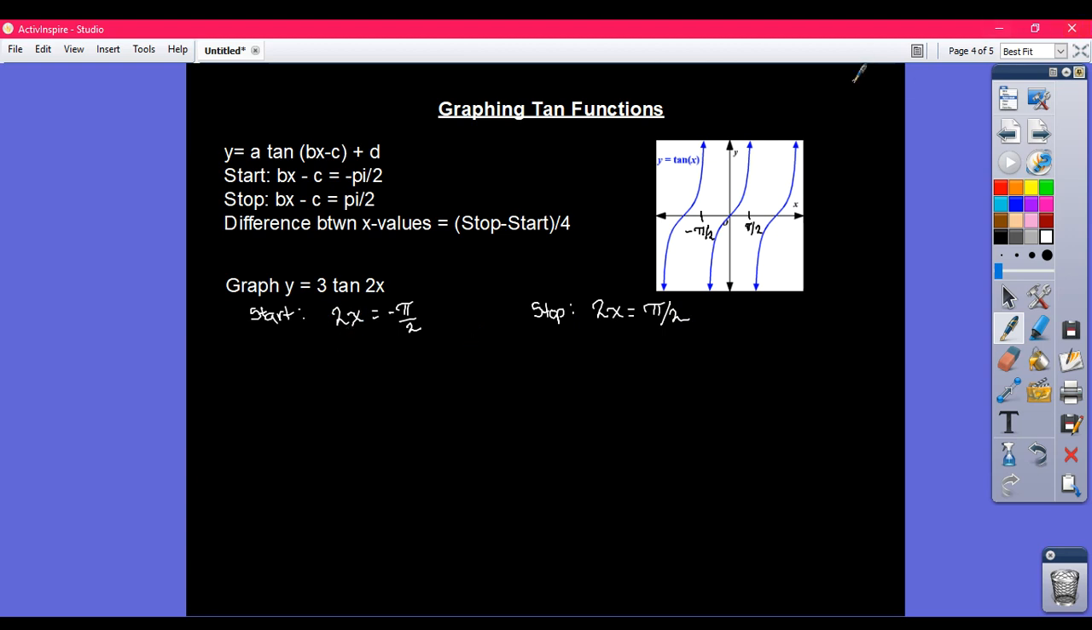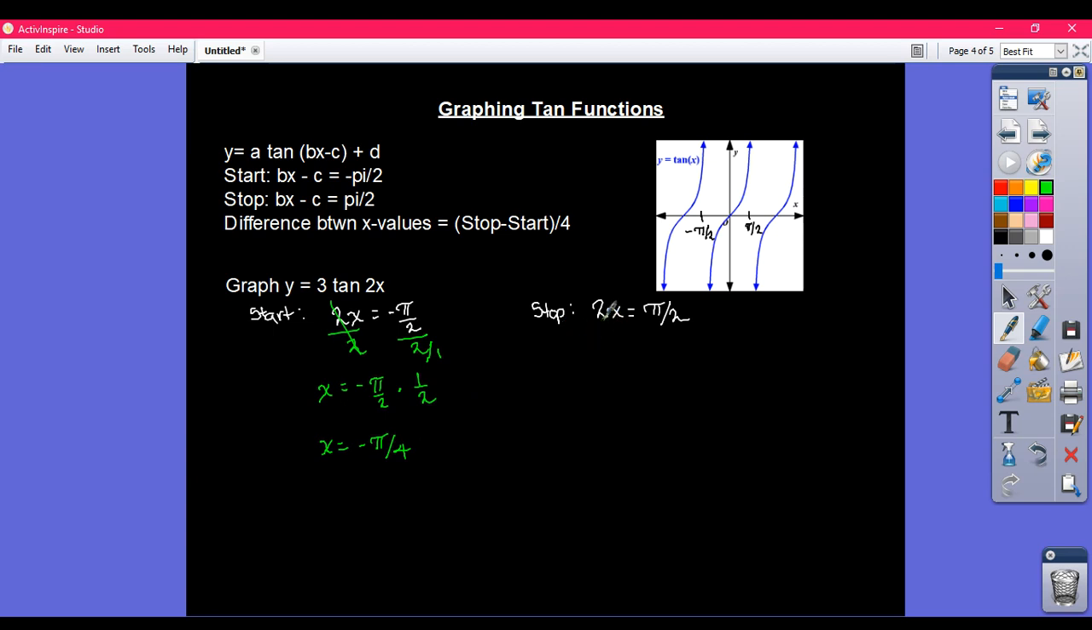So in this case, I'm going to divide both sides by 2 to solve for x. Keep in mind that we don't divide, we keep, change, and flip. So the fraction form of 2 is 2 over 1. If I were to flip that, I would get 1 over 2, which gives me x equals negative pi over 4.